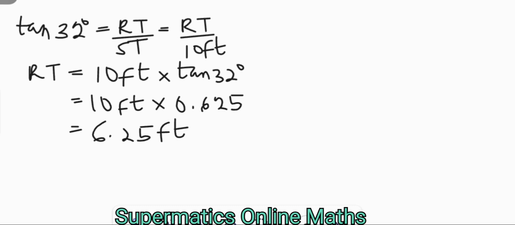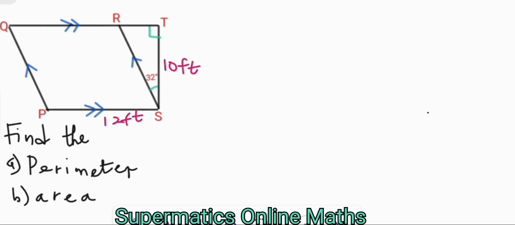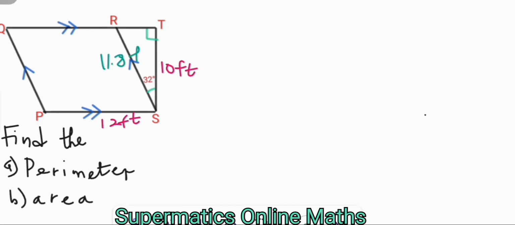Now that the needed sides have been calculated and obtained, we find the perimeter. Now the missing sides or the sides that are required have been calculated. So we have RS as 11.8 feet, and RS is the same thing as PQ. So PQ is equally 11.8 feet. And we have RT to be 6.25.